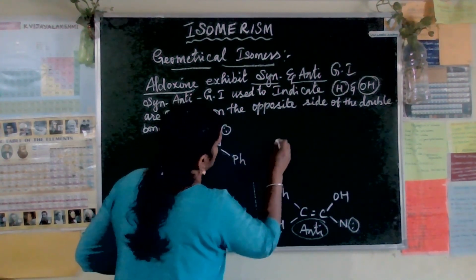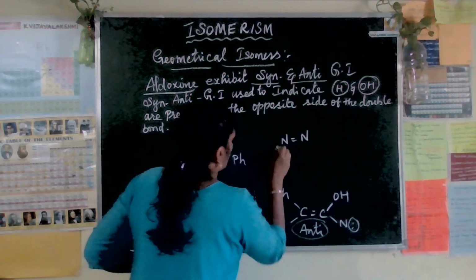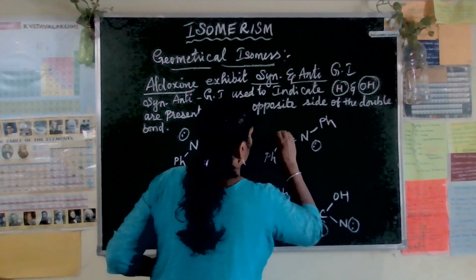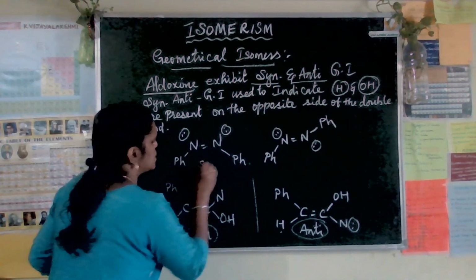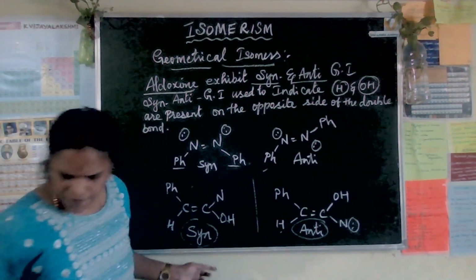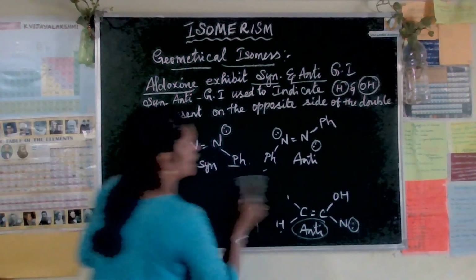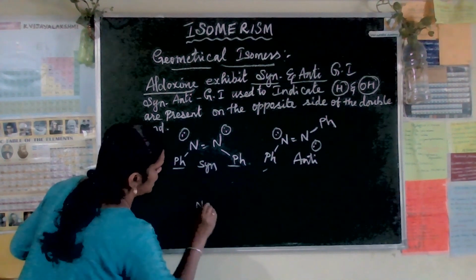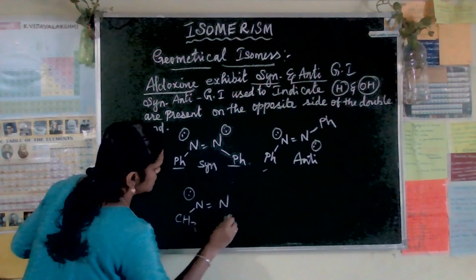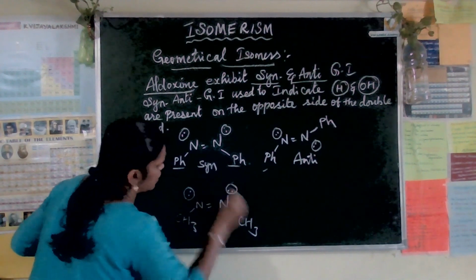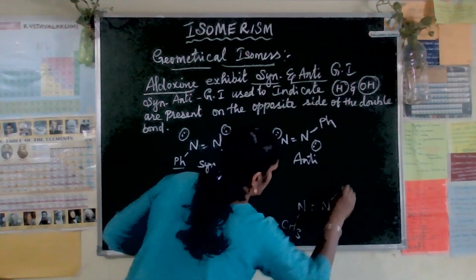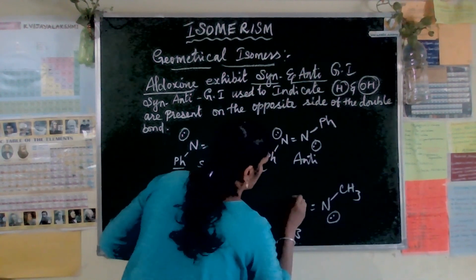Just the opposite, the same way: N double bond N, one side Ph, the opposite side Ph, and here lone pair of electrons, and here also lone pair of electrons. So in this way, this is syn and this is anti. Easily we can identify. Now this is the aryl group. Now the alkyl group also we can go for. N double bond N. Here one side CH3, other side lone pair of electrons. The same way here CH3, here lone pair of electrons. Just the opposite: N double bond N, this side CH3, then this side CH3, and here lone pair of electrons, here lone pair of electrons.